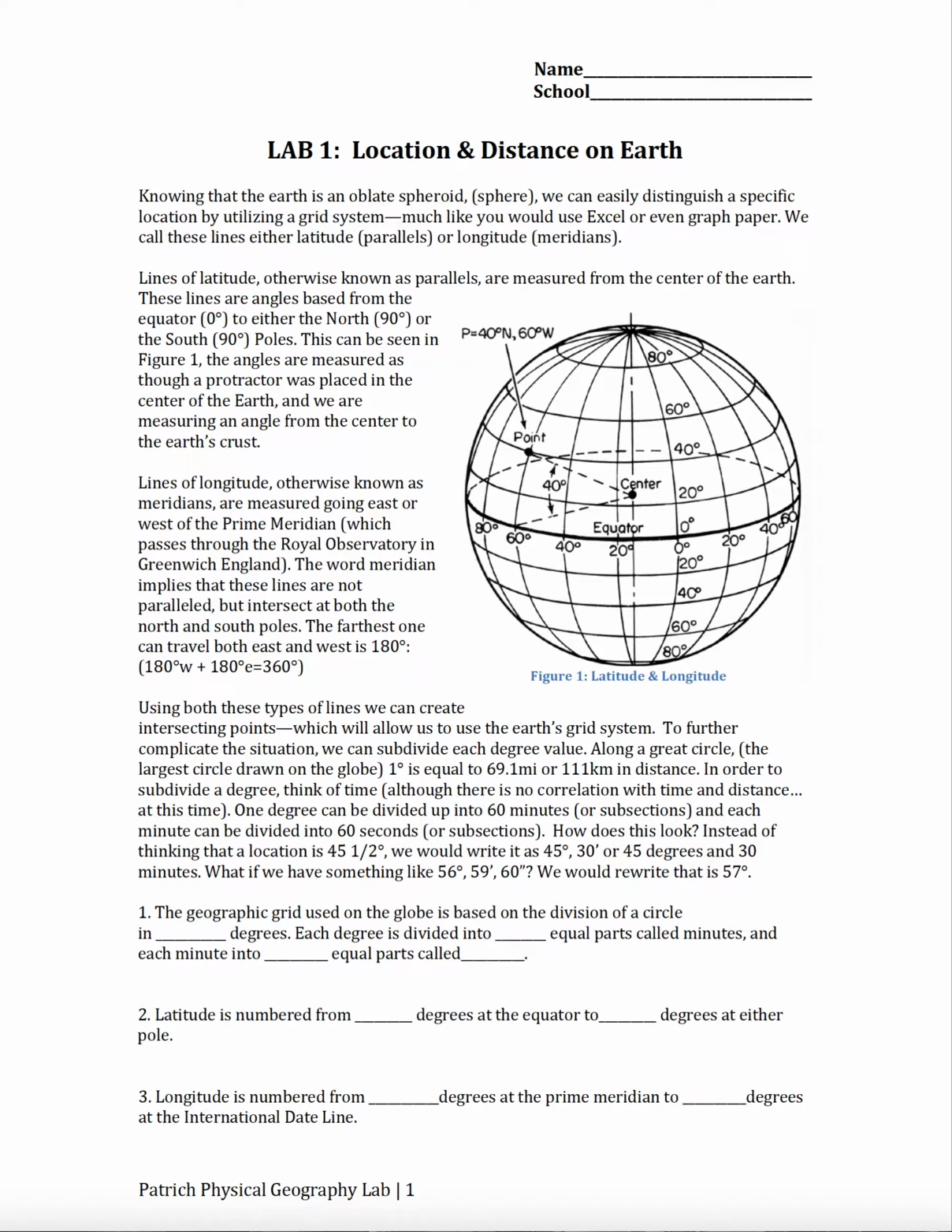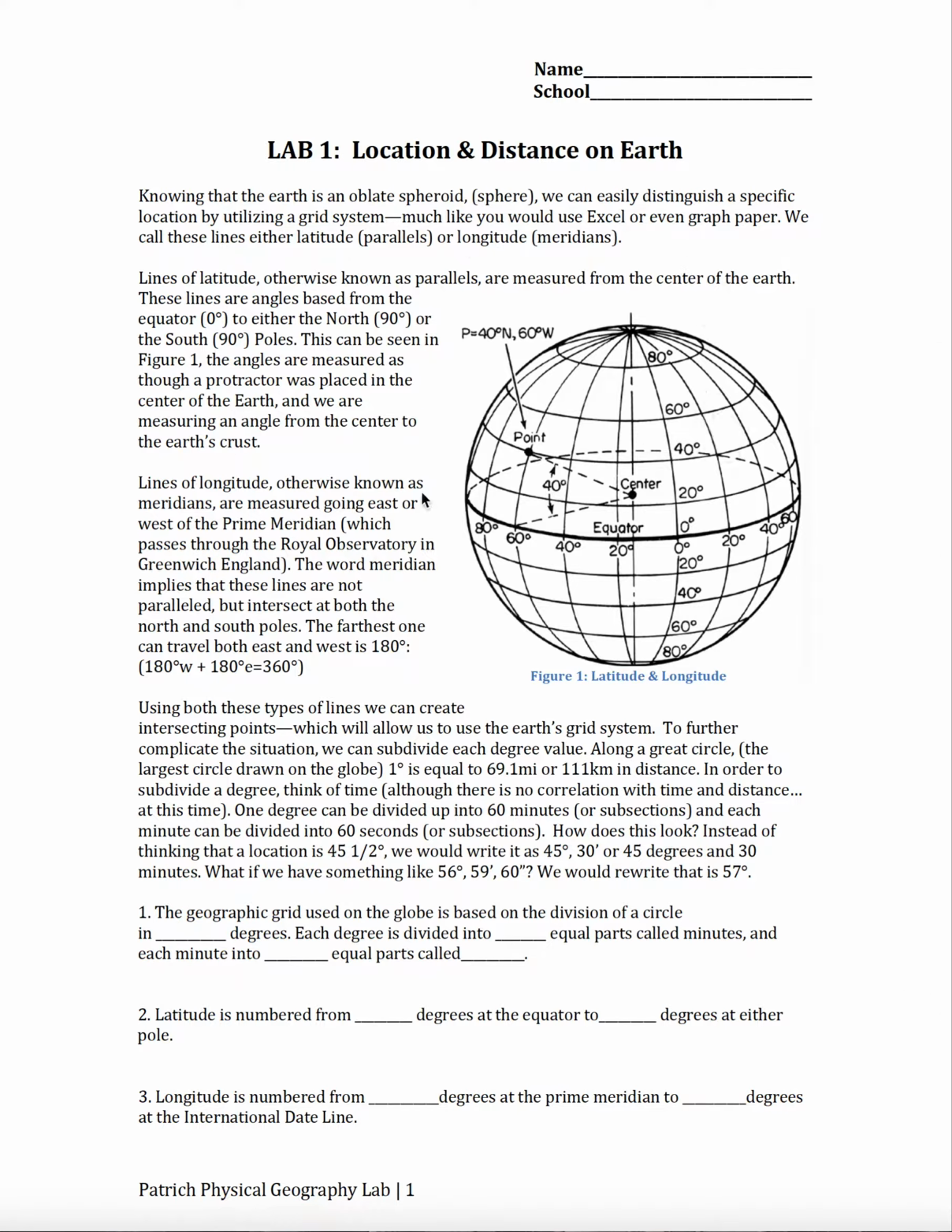So again, the purpose of this video is really to walk you page by page to give you some of the language and some of the information that may not be presented within the text itself. So let's begin. Looking at Lab 1, location and distance on Earth, we learned that the Earth and globe itself is an oblate spheroid, which means it's a circle, essentially. It's a little bit bigger in the middle. We can distinguish that circle by looking at a system of latitude or longitude.